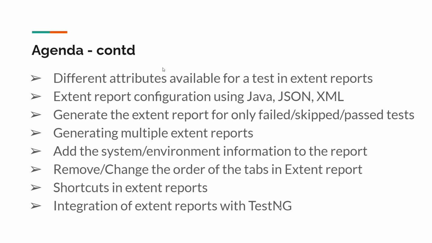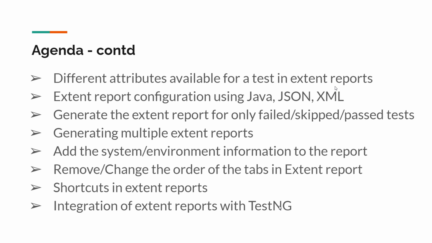The agenda itself is basically 2 pages here. Okay. So next we are going to see different attributes available for a test in Extent Reports. Whenever you are creating Extent Reports, we will have multiple test information, right? So what are the different attributes available for those tests? And then Extent Report configuration using Java, JSON and XML.